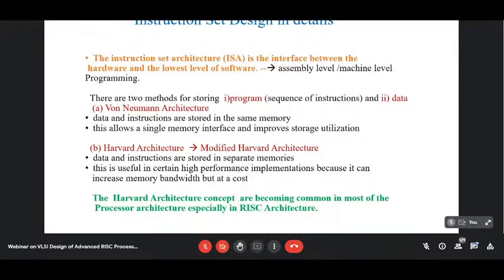But this speed is achieved at a cost. So there is a trade-off, whether you go for von Neumann architecture or Harvard architecture. But Harvard architecture concepts are becoming common in most RISC processor architectures.